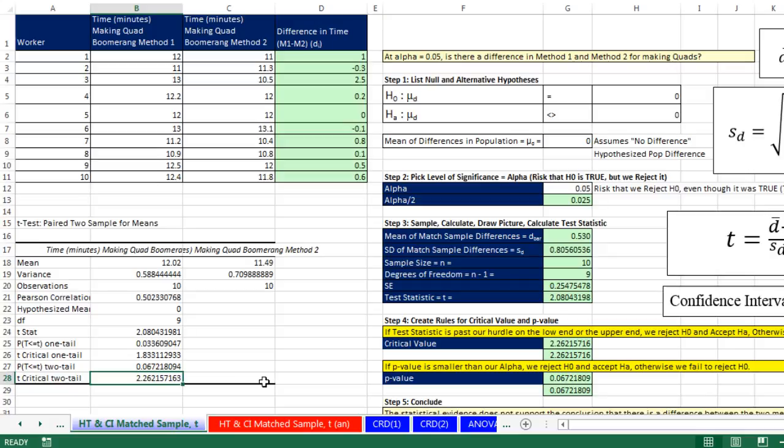All right, so in this video, we did matched or paired samples, where the key concept that determined that they were matched or paired is that these 2 times for the different methods came from the same person. This method is nice because it reduces sample error, and the calculations are a lot easier to do.